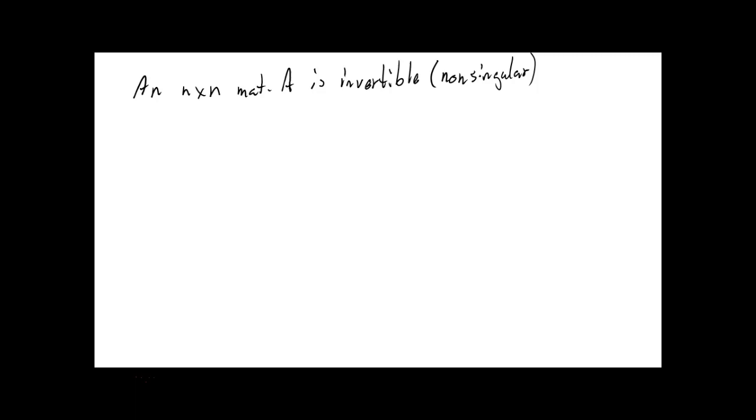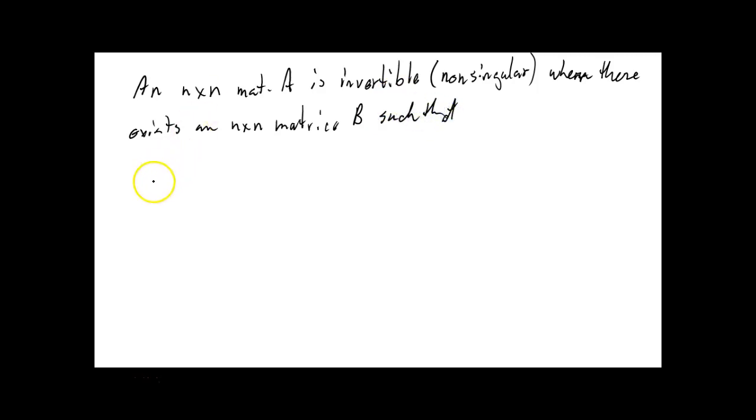Okay? It's invertible when there exists an n by n matrix B, notice, has to be the same size. Has to be the same size, and they have to be square, such that, okay, A times B is equal to B times A.